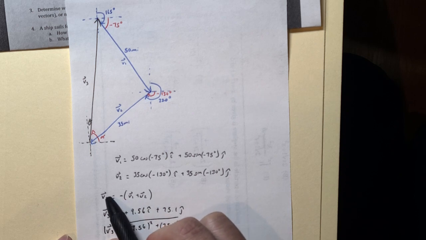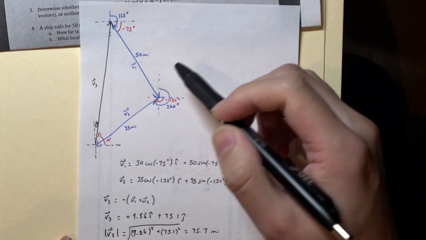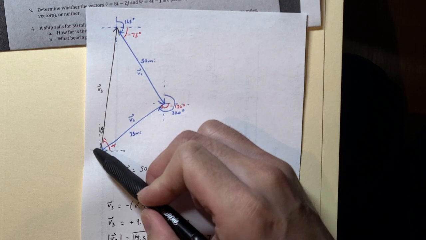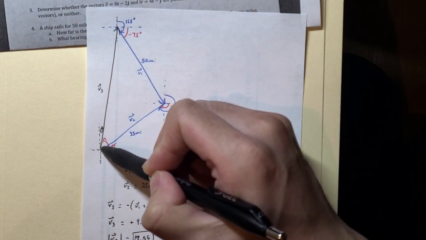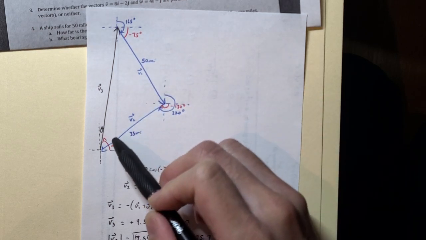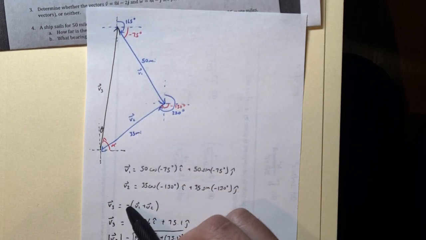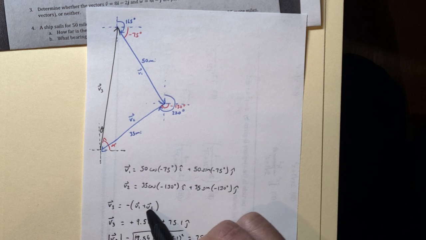So V3 is, well, I think I said it earlier. If we go this way, not up here, but if we go from the starting point to here, it would just be V1 plus V2. But we're going to go back home. So I just add a negative sign out in front of V1 plus V2.